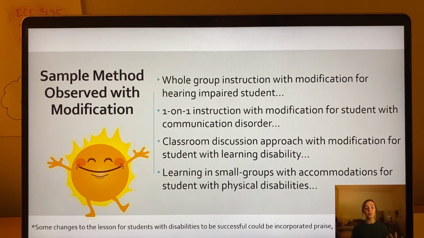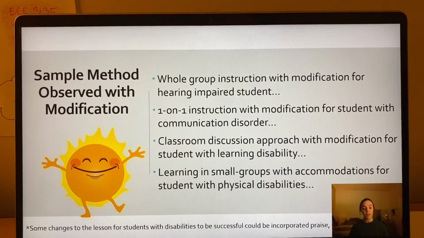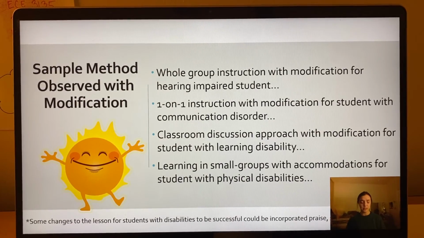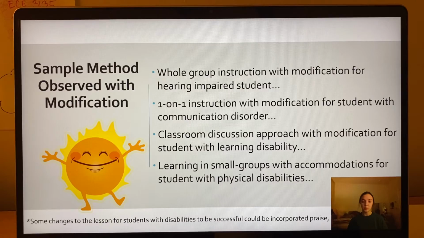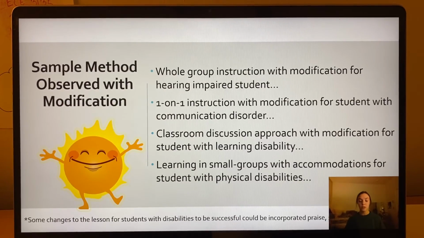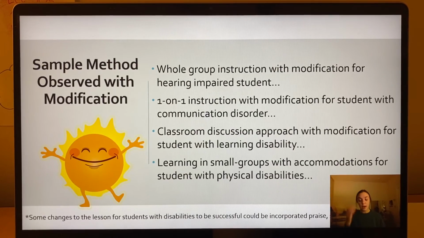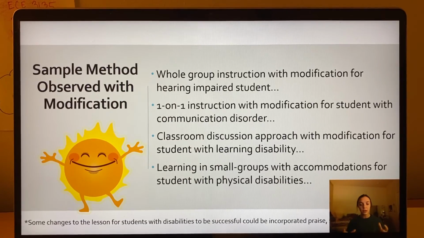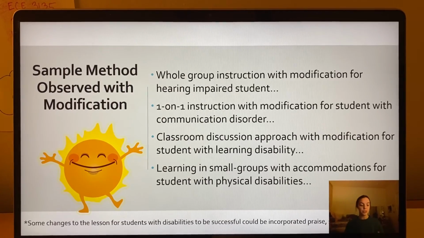Then our third point, we have classroom discussion approach, which I observed, and a possible disability would be a student with a learning disability, and a modification for that could be the sensory modification, as I listed again before. So this would be providing hands-on materials, large printouts, visuals, images, just any physical reference to use and the student can manipulate, just for clarity and further comprehension.